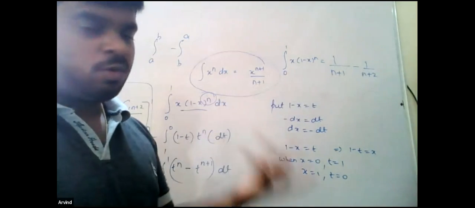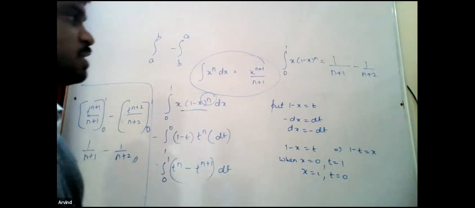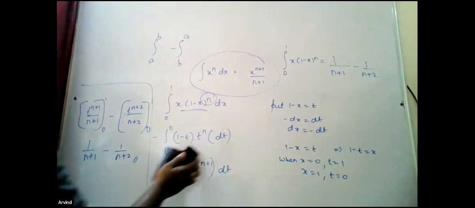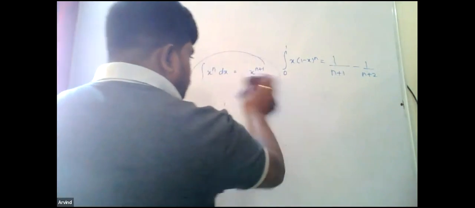If you don't know to remember it, this is how you solve it. I mean, if you have forgotten the formula, this is how you solve it. For the first question, it will be 1 divided by (n plus 1) minus 1 divided by (n plus 2). As and when we solve problems, I'll be giving you formulas for each problem.